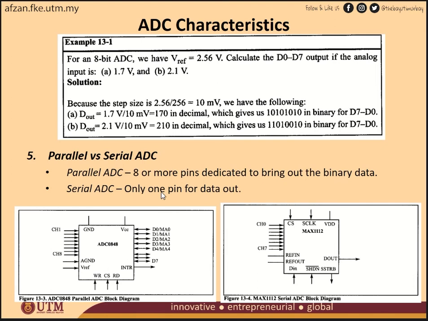Let's look at this example here. You have an 8-bit ADC with a VREF of 2.56, so n equals 8. Calculate the D0 to D7 output if the analog input is 1.7 volt and 2.1 volt. You know that D out equals V in over step size.